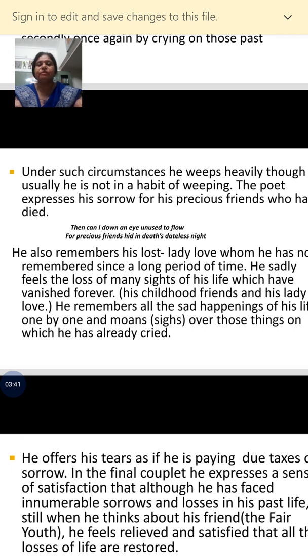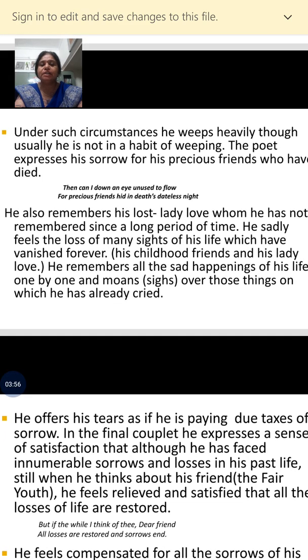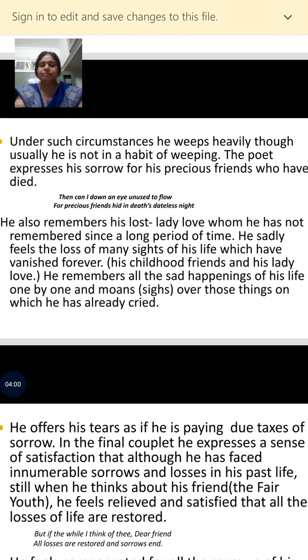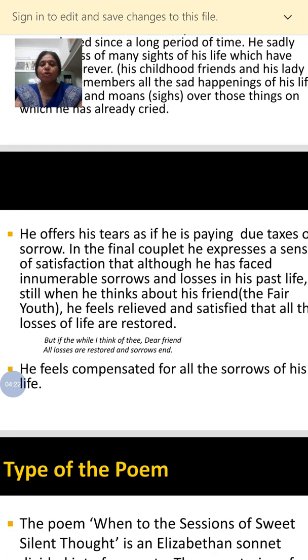Now notice that here I have inserted one quotation from the text, and as I told you, you have to do this two or three times. He also remembers his lost lady love, whom he has not remembered for a long period of time. He sadly feels the loss of many sides of his life which have vanished forever. For example, his childhood friends, his lady love, etc. He remembers all the sad happenings of his life one by one and moans over those things on which he has already cried. He offers his tears as if he is paying due taxes of sorrow.